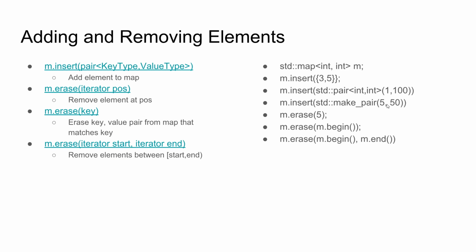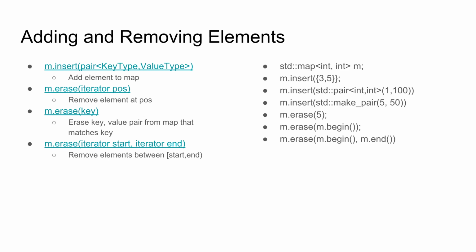So if you just wanted a standalone pair object and you didn't want to do anything else, you could create a pair by doing std::pair, and then you list the type of the first element and the type of the second element, or you could use make_pair to create a pair. So the type of that pair is std::pair, first element type, comma, second element type. We could erase 5, so this would erase the pair 5 to 50. We could erase the first thing in our container, or we could erase everything in the container from the beginning up to, but not including the end.